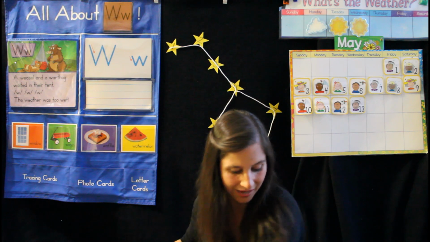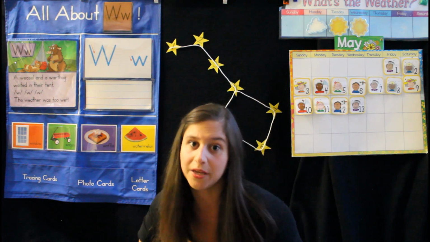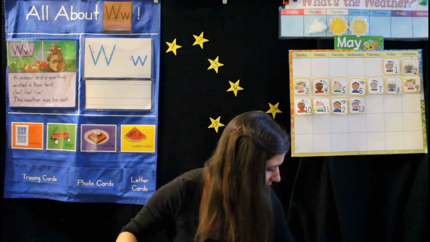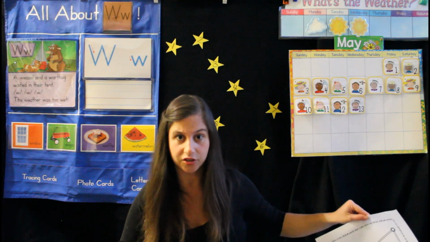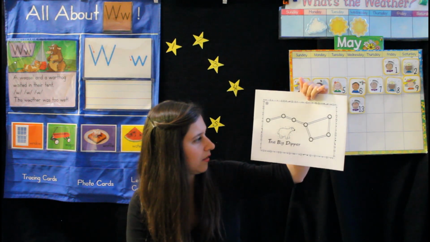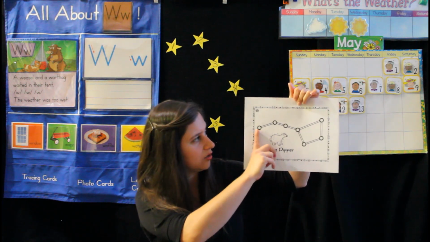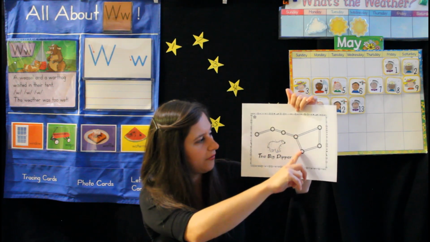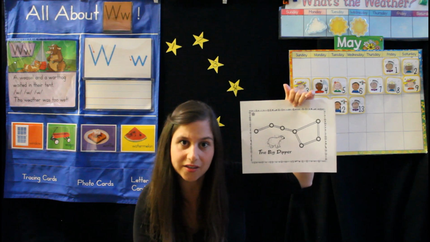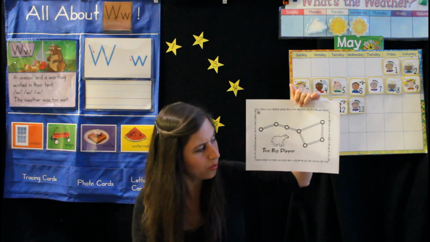Great job. I hope you use your imagination to make your own constellation creation. Let's look at some formations of those constellations, how they're made with the stars. Here's the Big Dipper. So we have 1, 2, 3, 4, 5, 6, 7 stars. Let's see if we can play connect the dots with the stars and make our own Big Dipper.